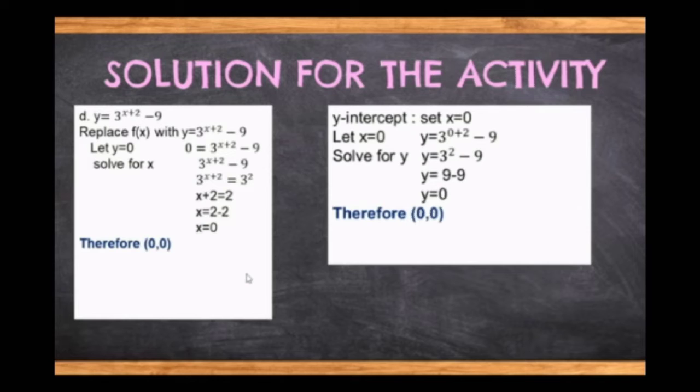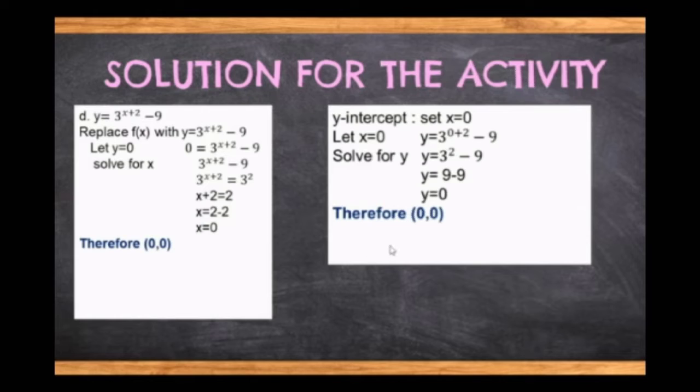3 raised to x plus 2 is equal to 3 squared. Why? Because since the base is 3, we just need to think of a number that would make it the same. Since the square root of 9 is 3, we conclude that it is the missing base. So, cancel 3. x plus 2 is equal to 2. Then, x is equal to 2 minus 2. x is equal to 0 because 2 minus 2 is equal to 0. Therefore, the x-intercept is 0 and 0.